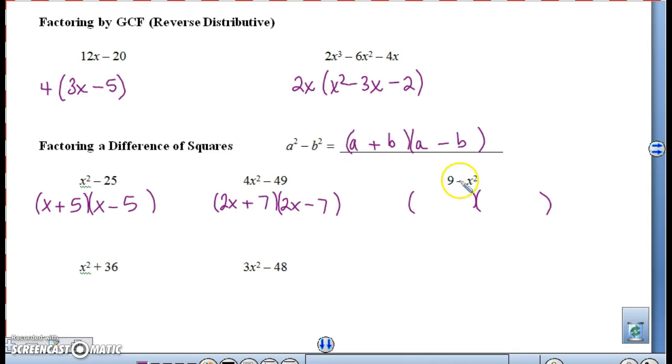Double bubbles, what gives me 9? 3 times 3. I know it's got to be plus or minus, and then x times x. So 3 plus x, 3 minus x is your factors.